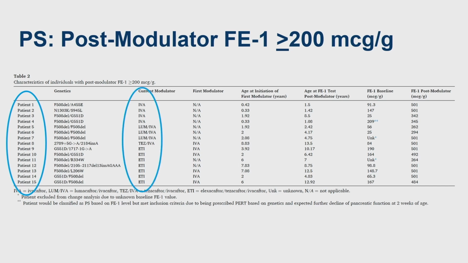We had them on all of the modulators available, all 4. The age at which they had started modulator, we had them as young as 4 months and as old as almost 9 years old. And the age at which they had their elastase test was around 1.5 years was our youngest, and 13 our oldest.